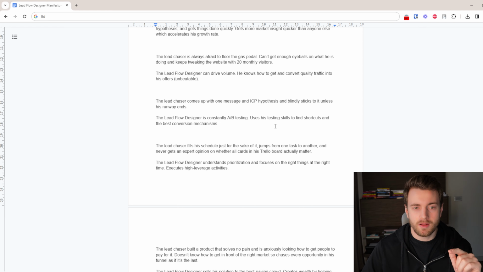The lead chaser comes up with one message and ICP hypothesis and blindly sticks to it until the runway ends. Whereas the lead flow designer is constantly A/B testing. He uses his testing skills to find shortcuts and the best conversion mechanisms.